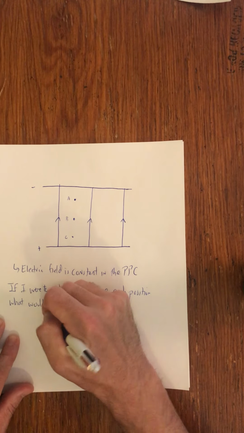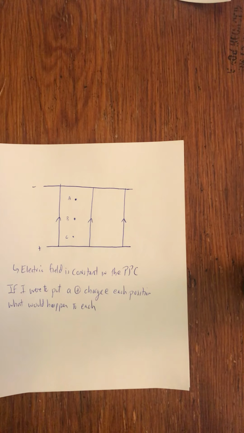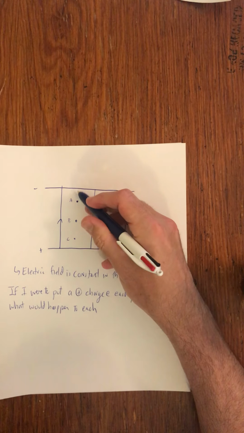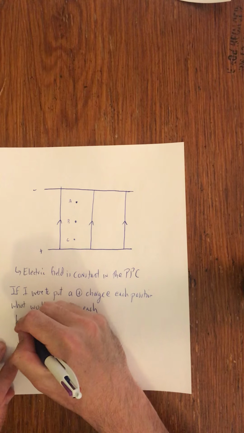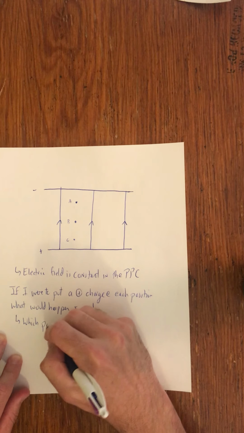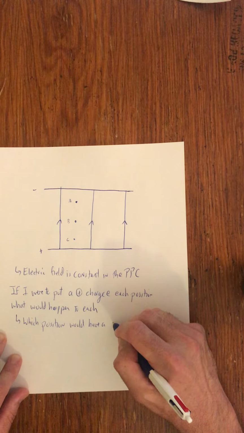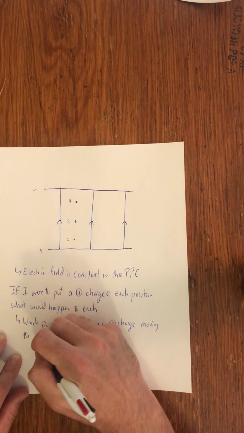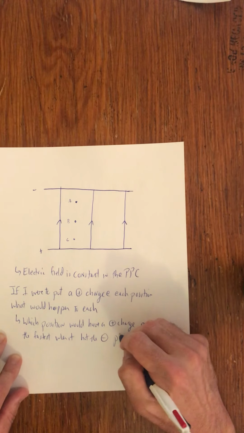Okay, so if I were to put a positive charge at each position, what would happen to each? Okay, not simultaneously, one at a time. So a little bit of positive there at A, a little positive at B, a little positive at C. Well, hopefully what you would see is they would move along a field line, right, and go crash into the negative plate. So my question, therefore, is which position would have a positive charge moving the fastest when it hit the negative plate?